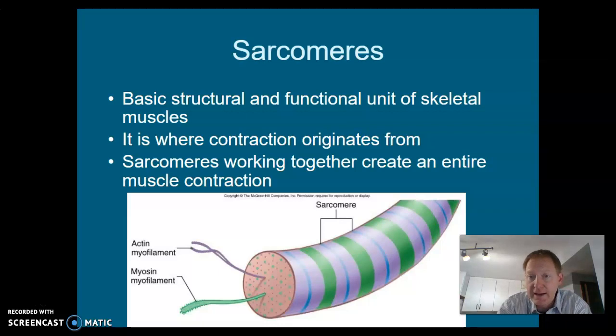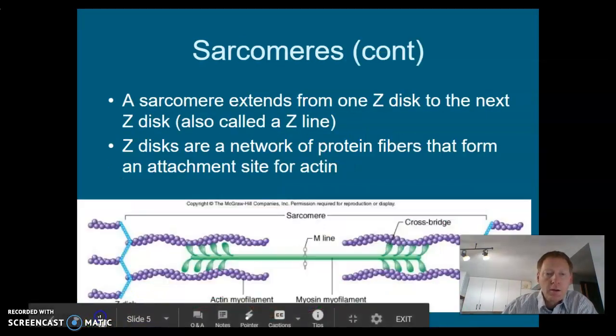They are connected end to end, sarcomeres are, and each neighboring one is going to contract. Each one by itself can only contract a very, very short distance, but collectively they can considerably shorten a muscle.